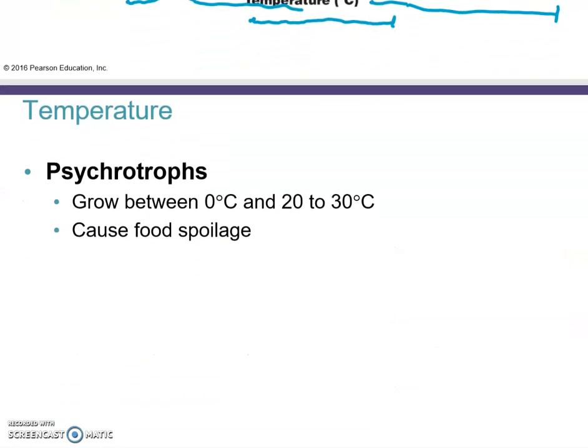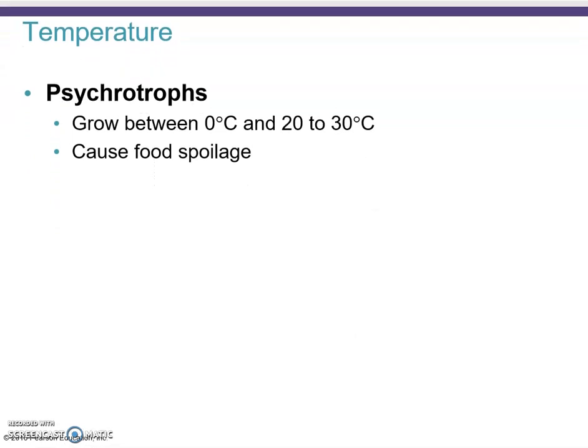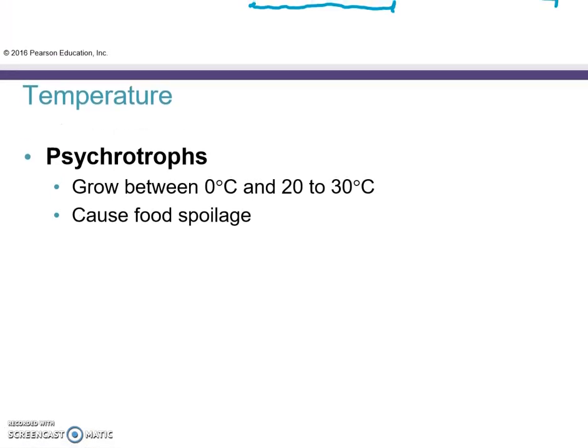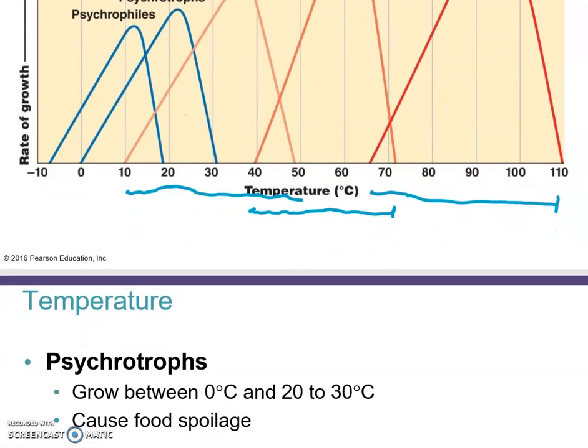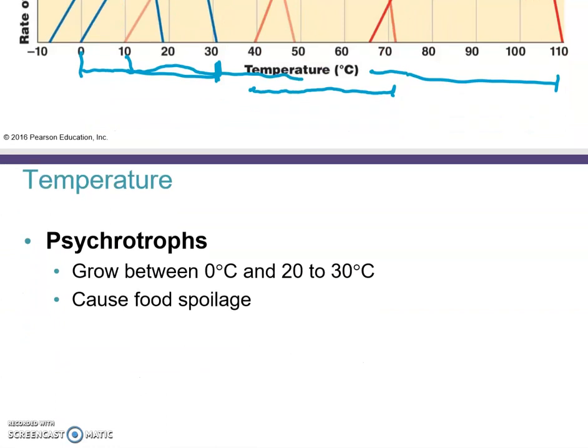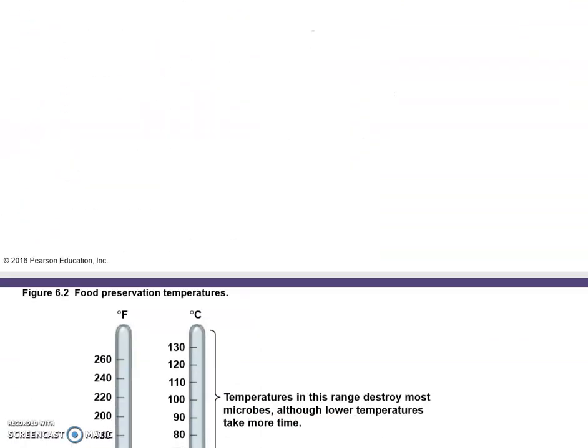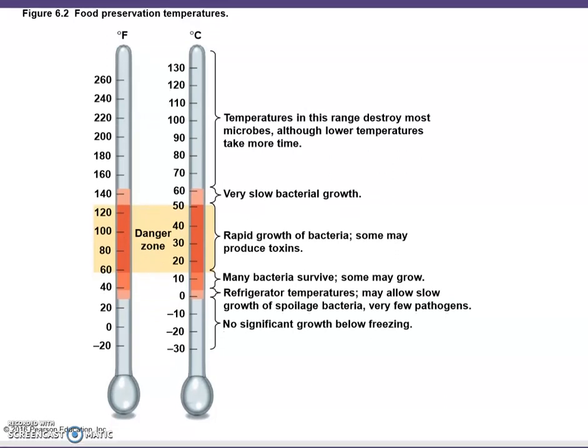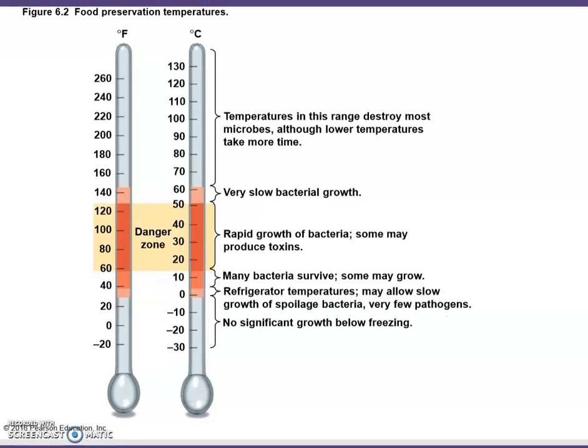So here is a text slide about the temperature requirements. Psychrotrophs grow between 0 degrees Celsius, so that's freezing on the Celsius scale, and then 20 to 30 degrees Celsius, and those are the ones that can cause food spoilage. So go back to this one here, the psychrotrophs. These guys here are a problem. I'm sorry, from here to here, these guys, something to watch out for because they can grow quite well in your refrigerator.